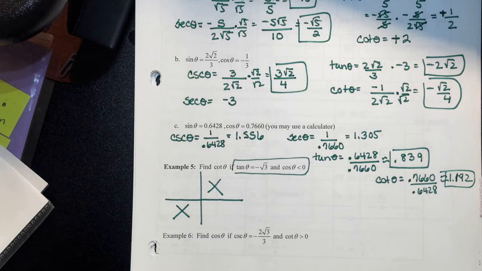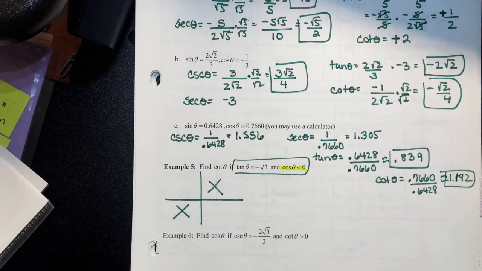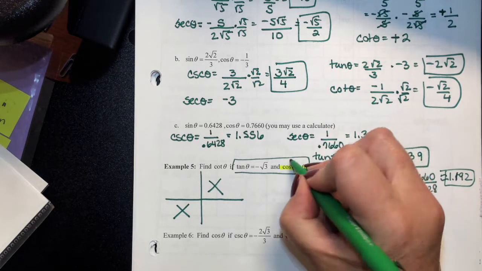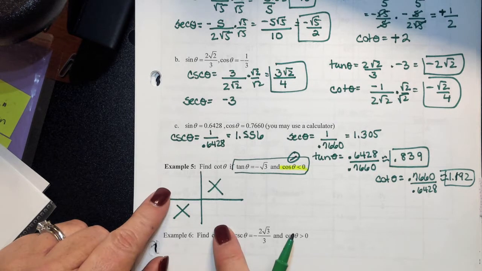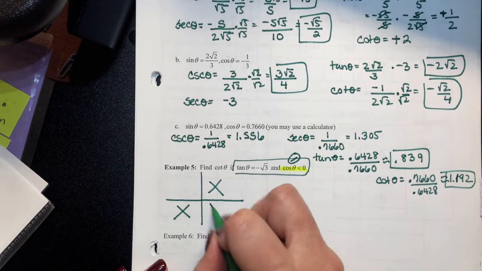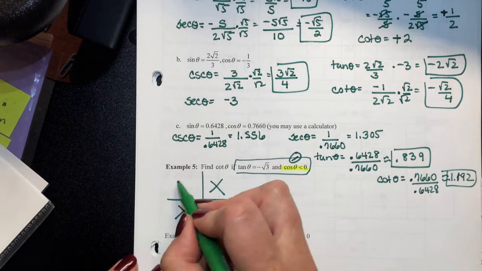So now the last statement is going to help me narrow it down to which one of the 2. Cosine is less than 0. What does that mean about cosine? Is it positive or negative? Negative. So if cosine is negative, out of 2 and 4, where am I allowed to be? 2. So I know I have to be in quadrant 2.